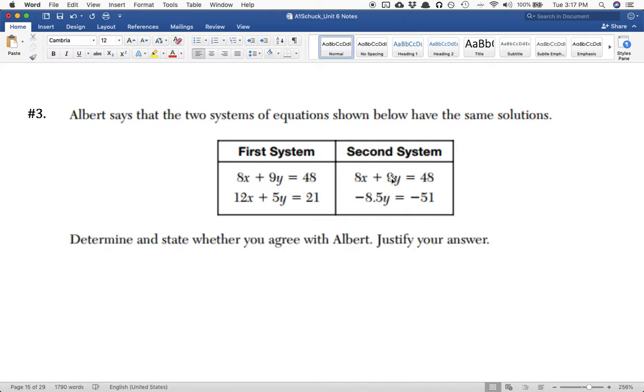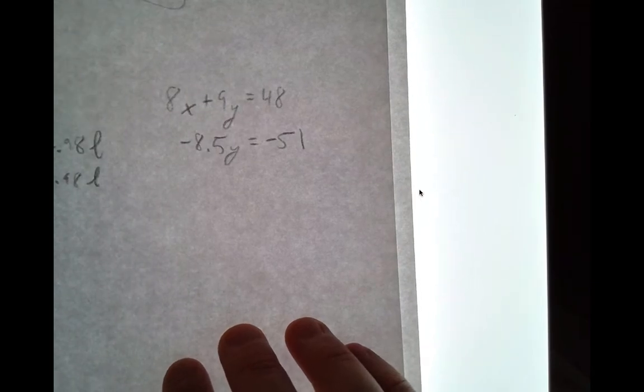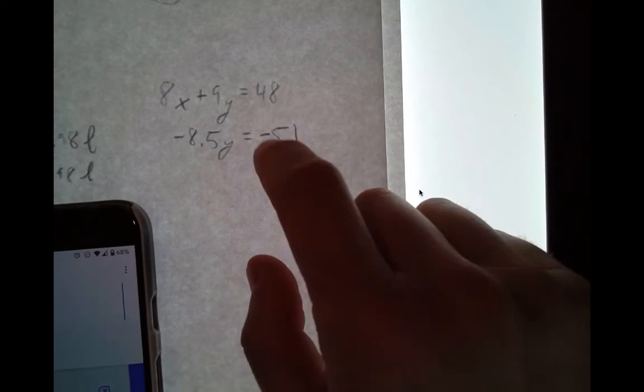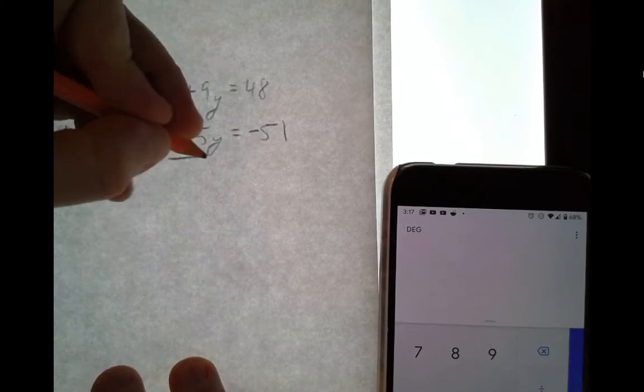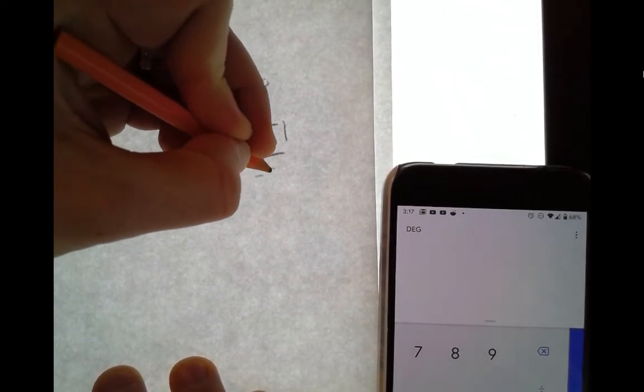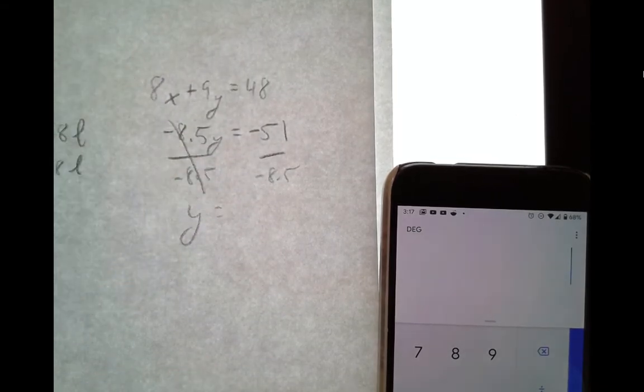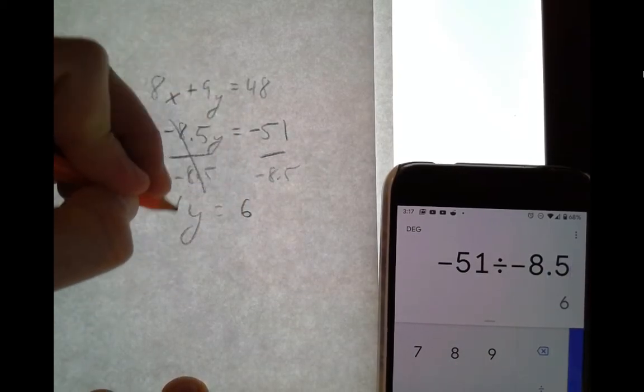So I'm going to write the second system down. 8x plus 9y equals 48. And then negative 8.5y equals negative 51. And this will also show another thing that you can do that, hopefully is a little easier to understand. Okay, so we are looking at this equation over here first because if I can just solve for y right away here, right? So I'm going to divide both sides by negative 8.5. Y is going to be negative 51 divided by negative 8.5. Y is going to be 6.